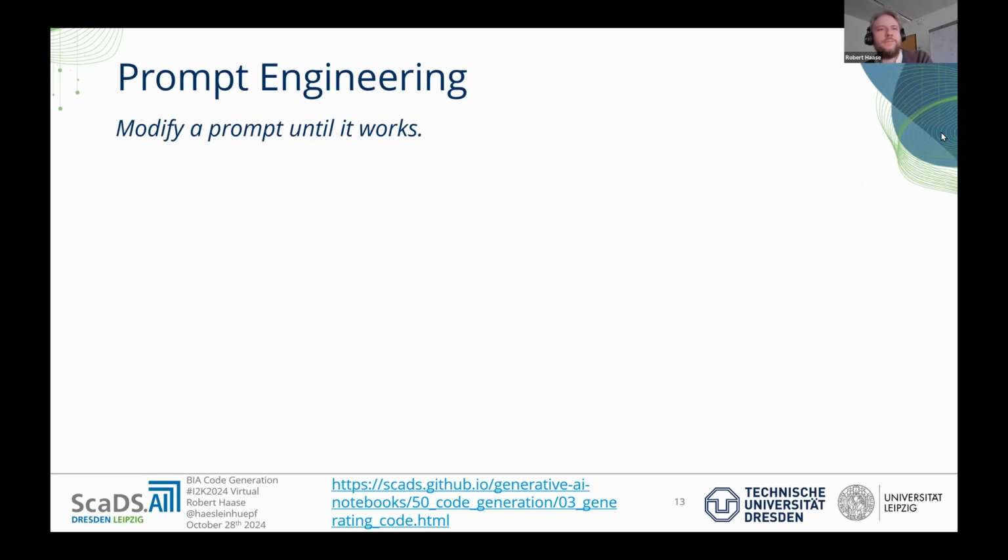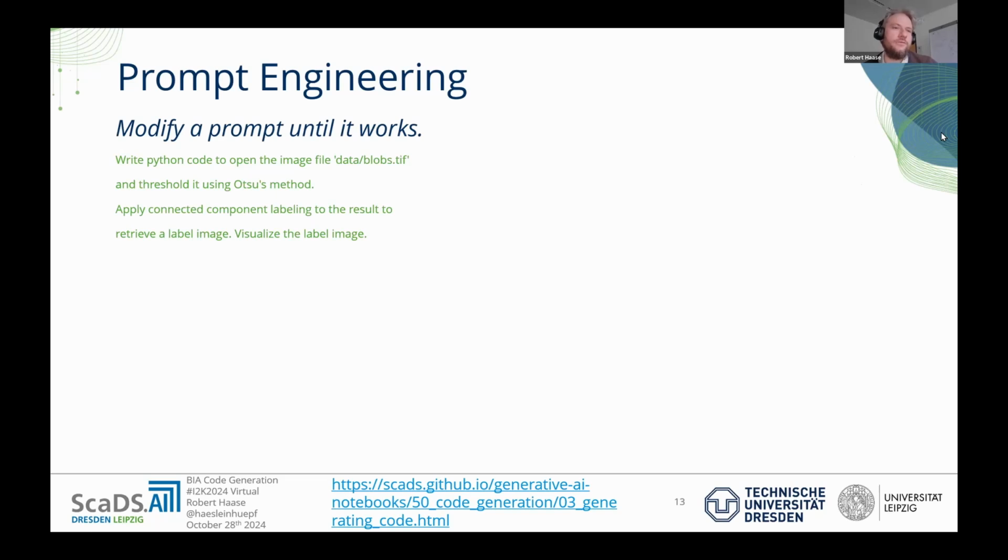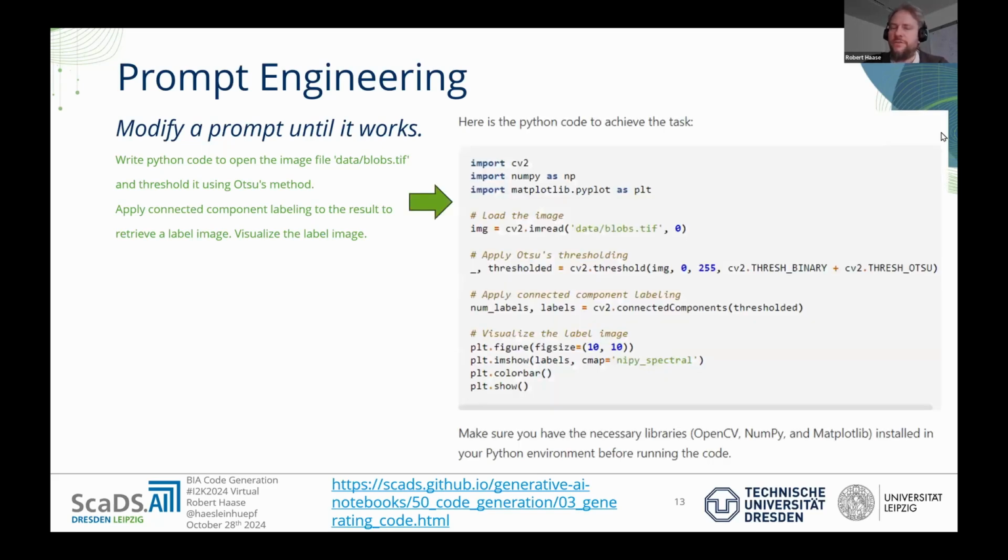And I brought this example for you. The example is: write Python code to open the image data blobs.tif and threshold it using Otsu's method. So it's pretty much the same workflow as I've shown before. Apply connected component labeling and visualize the result. And if you ask a language model, I think I asked GPT-4 here, it will then come up with this code. And you see on the top and on the bottom, there is some additional explanation. It also tells you a little bit about what this code is doing.